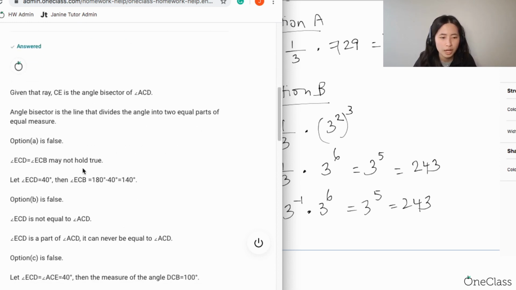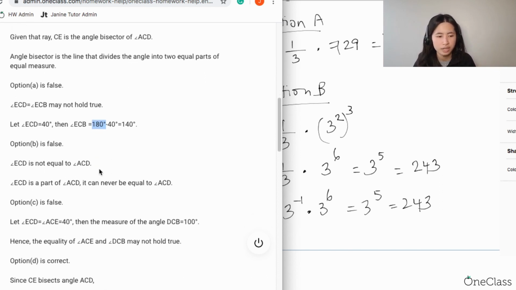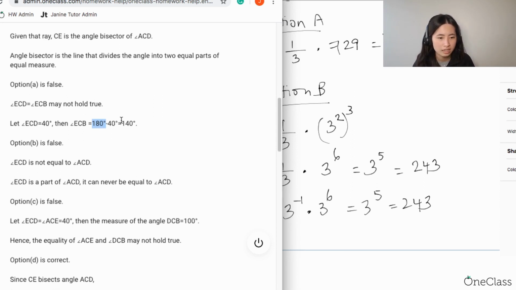Okay, so they're trying to give you a couple of dimensions, which is 40 degrees, then you have the straight angle, which is 180 degrees. I don't think it's needed to answer the question, just because by definition we know what an angle bisector does. That's why you don't really need to introduce measurements of angles. For option A, I think it's just easier for students to visualize if you do have numbers, but again, you don't really need measurements to answer this question.